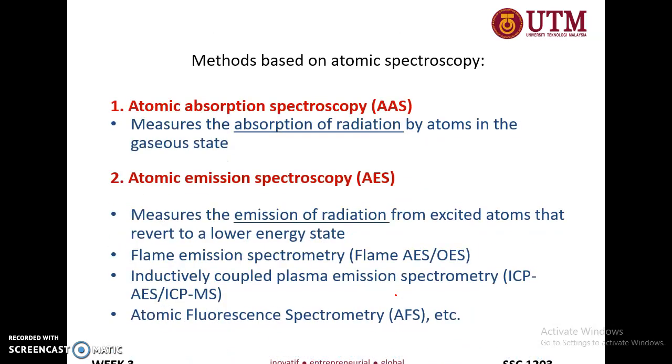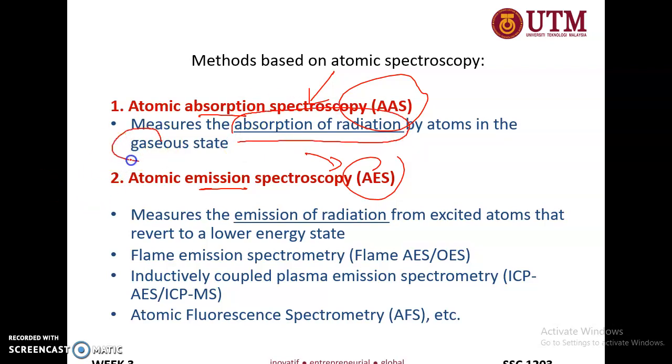So methods based on atomic spectroscopy, we have AAS, AES. The difference is emission and absorption. But for this chapter 3, we will learn this one; the other in chapter 4 and so on. Atomic absorption spectroscopy measures the absorption of radiation by atoms in gaseous state. That is the biggest difference between UV-visible and AAS.